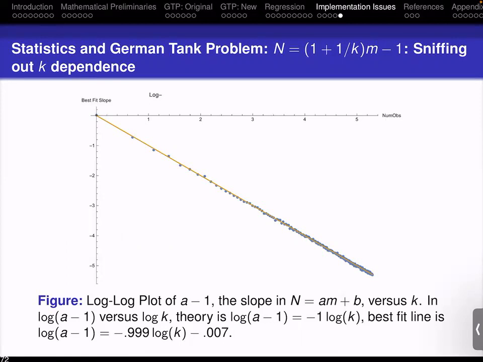Does this look like it is described by a line? I would say so. And the theory is that the log of A minus 1 should be negative 1 log K, because the slope should just be 1 plus 1 over K. And the log of 1 plus 1 over K, when K is large, is just 1 over K to first order. What do we get when we do our best fit line? We get the log of A minus 1 is negative 0.999 minus, I love this, 0.007.